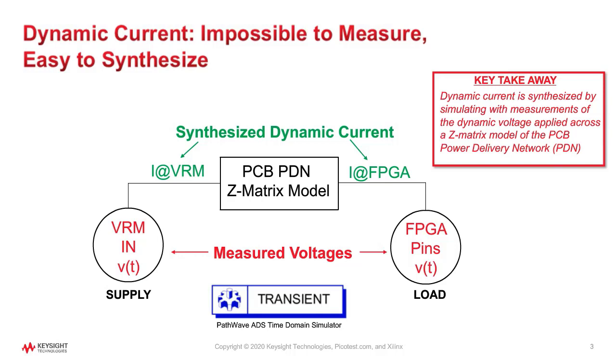By applying measured dynamic voltages simultaneously at the input and output of the PDN impedance matrix, the PathWave ADS transient simulator is able to synthesize the corresponding dynamic current. This method is quite simple in concept, but there are a few details that you will need to know if you want to measure dynamic switching current on your next design.